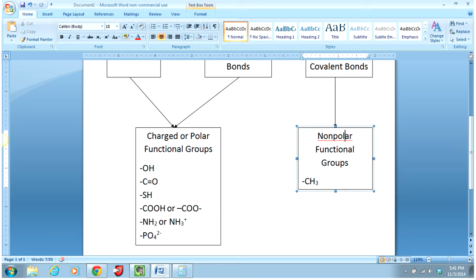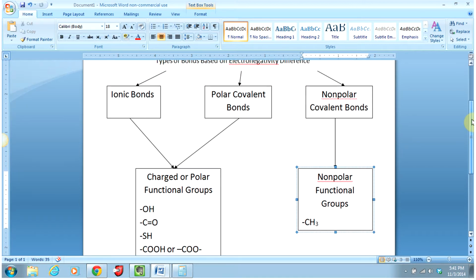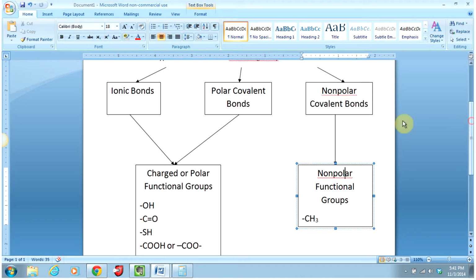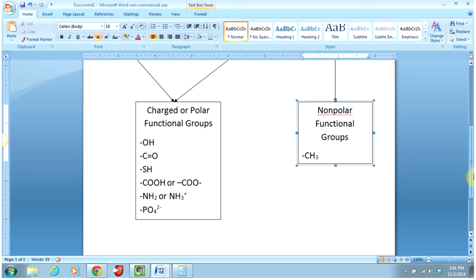Out of our list of functional groups, groups of atoms that occur within molecules commonly, there's only one nonpolar functional group in which the atoms are held together with nonpolar covalent bonds, and that would be a methyl group. Methyl groups are usually written CH3, but it could be CH2 if that carbon is bonded to something else as well. As long as you see C's and H's, you can assume that that's nonpolar.